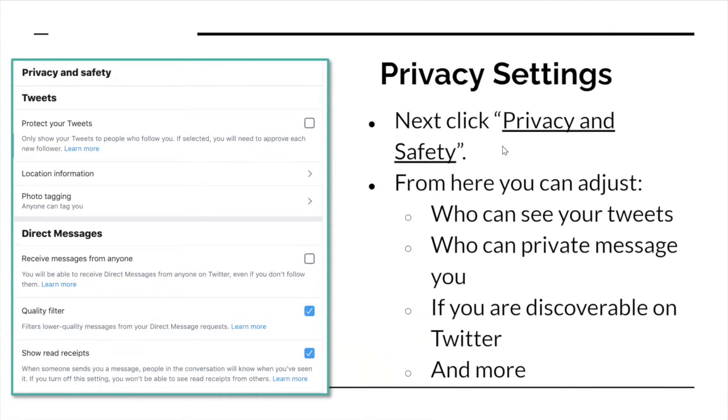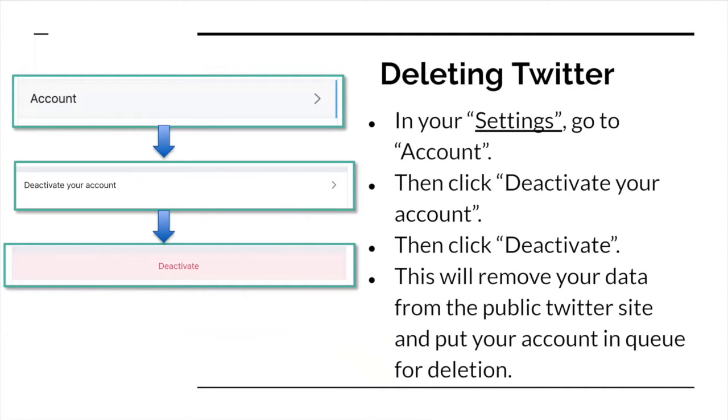Next, click privacy and safety. From here, you can adjust who sees your tweets, who can private message you, if they discover you on Twitter, and many other options.